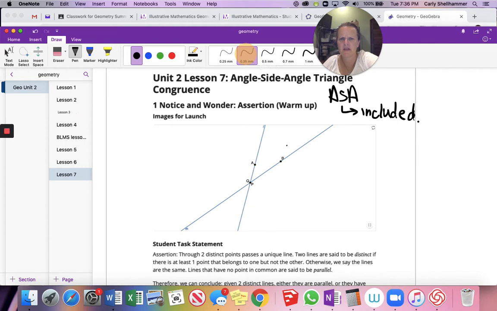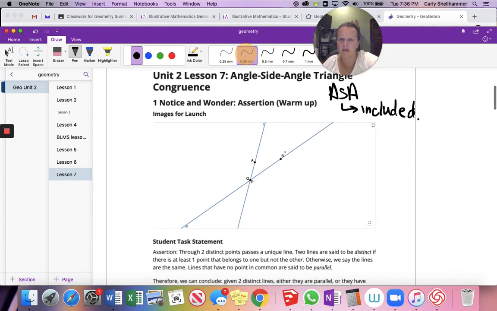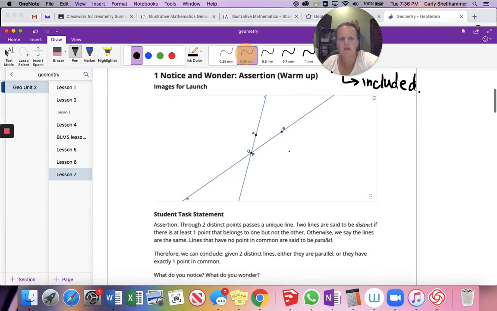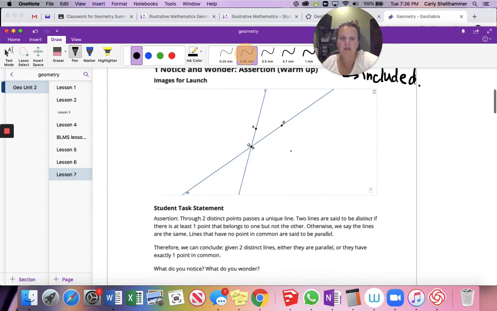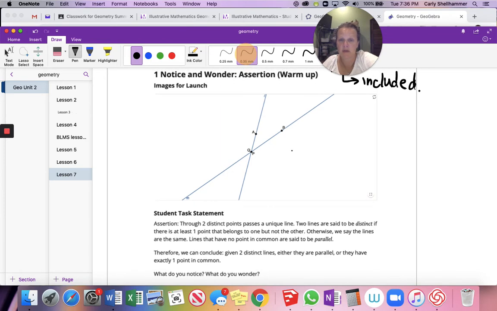So to start off with our first little task, notice and wonder. I'm going to read this and then we're going to go over to GeoGebra to play with it a little bit. So the assertion is, through two distinct points passes a unique line. So AP and QB, two lines are said to be distinct if there is at least one point that belongs to one but not the other.